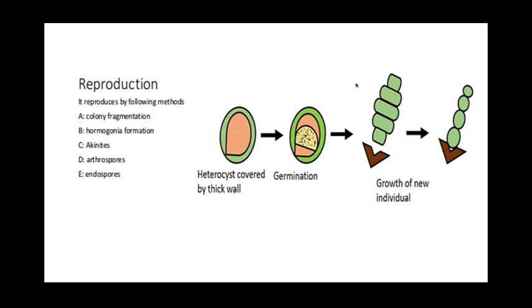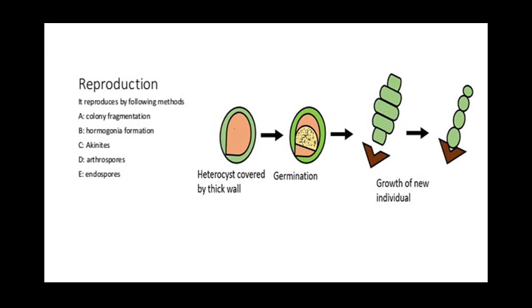Now we'll talk about the reproduction. Sexual reproduction is absent in the case of Nostoc, and you can see vegetative and asexual reproduction. There are a few methods like colony fragmentation or hormogonia formation, akinetes, arthrospores, and endospores. First, we'll talk about the heterocyst.